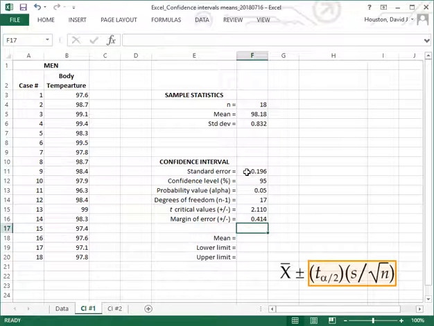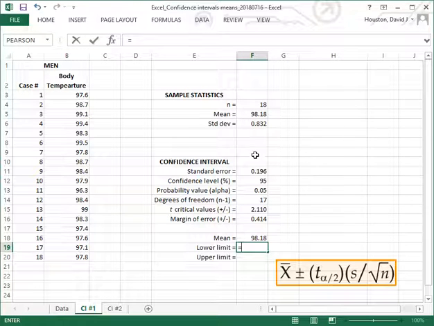So the margin of error is going to be simply the t critical values times the standard error. And there we have a margin of error of plus and minus 0.414 degrees Fahrenheit. Now what I'm going to do is copy the mean down here. We don't need to, but I like to keep the mean right next to the lower and upper limits of the confidence interval. So the lower limit is going to be the mean minus the margin of error, and the upper limit is going to be equal to the mean plus the margin of error.